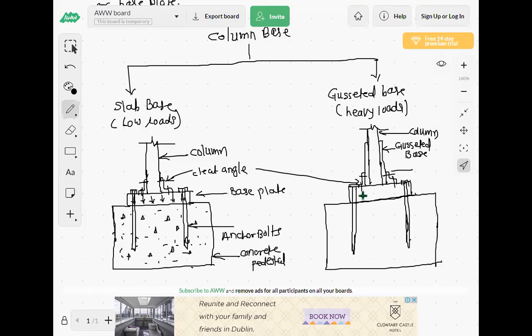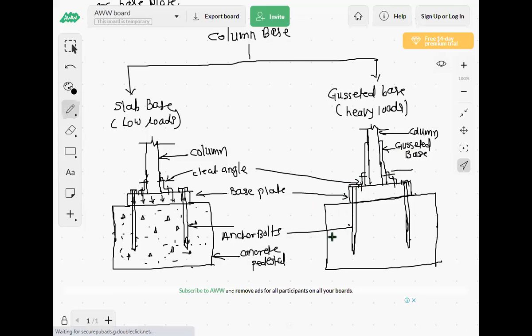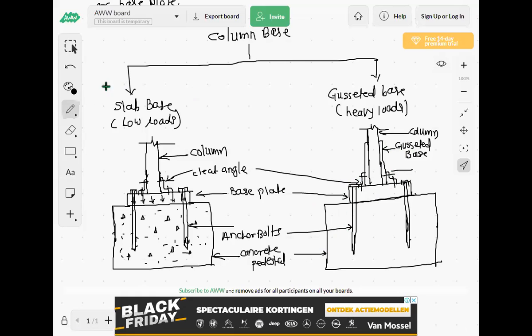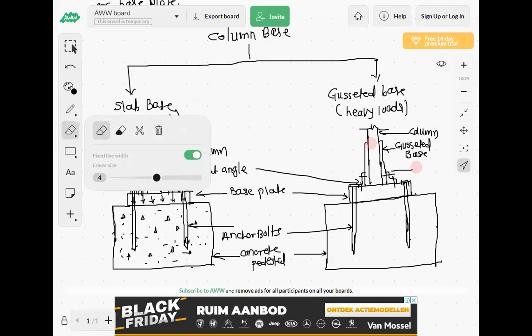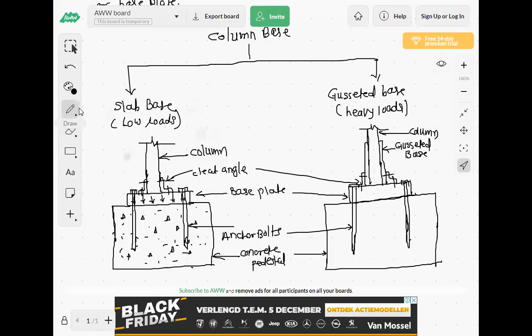This is again the cleat angle, this is again the base plate, this is again the anchor bolt, this is again the pedestal. So the other components are the same, and only the additional vertical plates are provided on both sides of the column. We are calling this a gusseted base. So draw the sketches and see the difference between gusseted base and slab base.